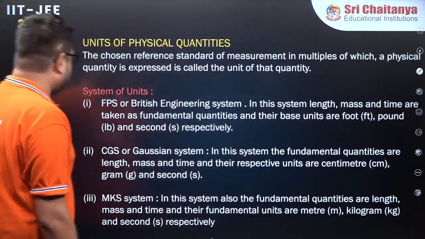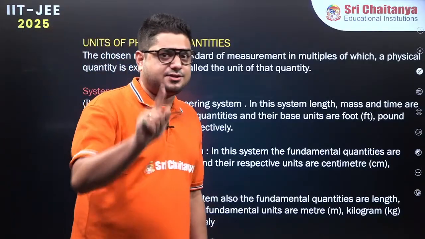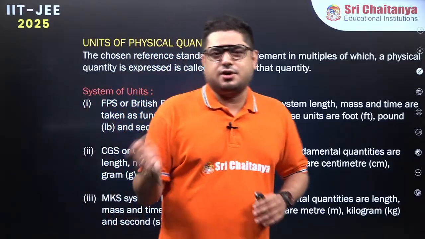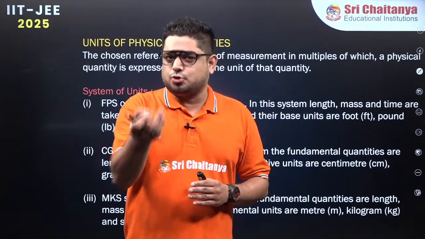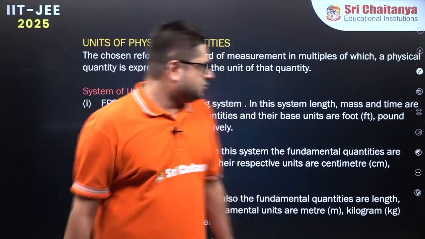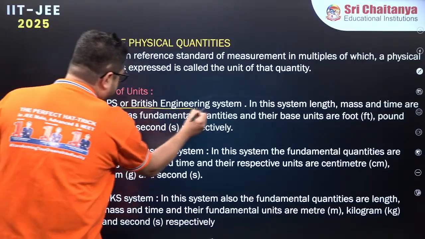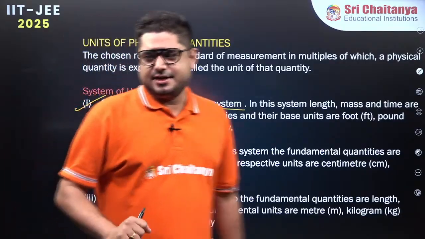So now, in order to understand the units, we need to understand the system of units, because every country on earth has its own system of units, which we are about to learn right now, isn't it? So the system of units: FPS or British Engineering System. FPS means foot, pound, second, isn't it?